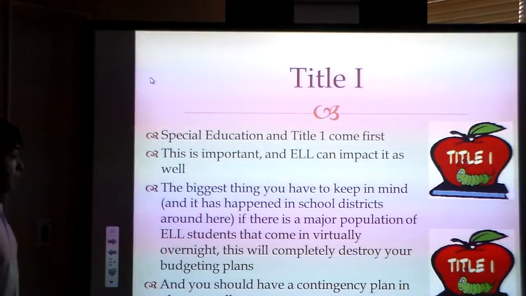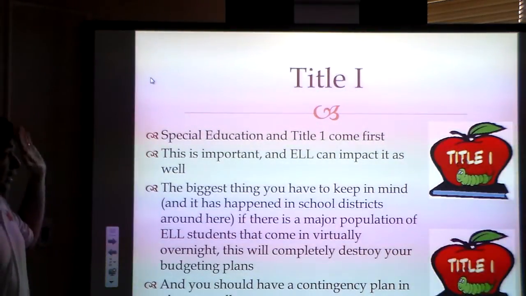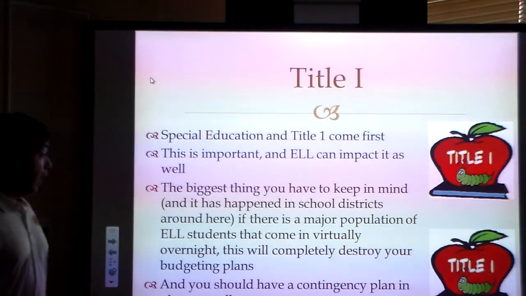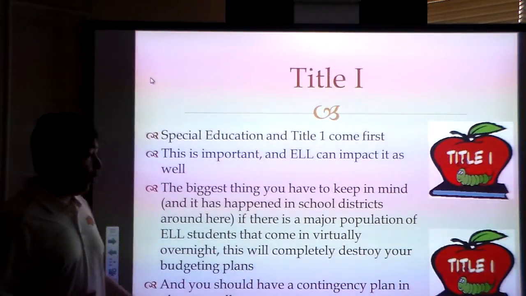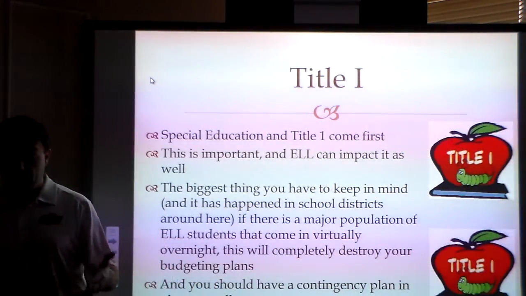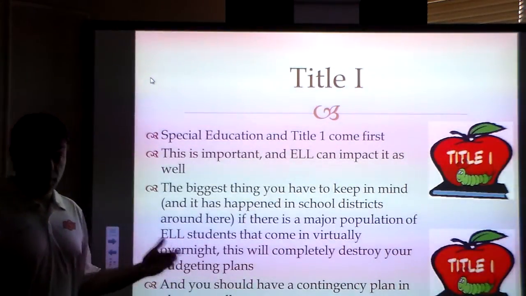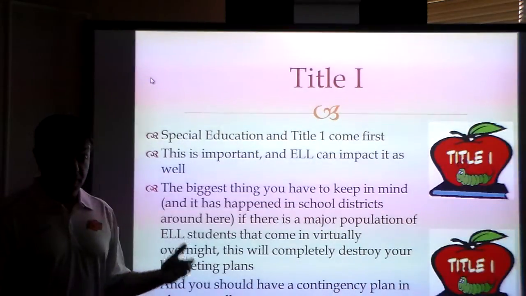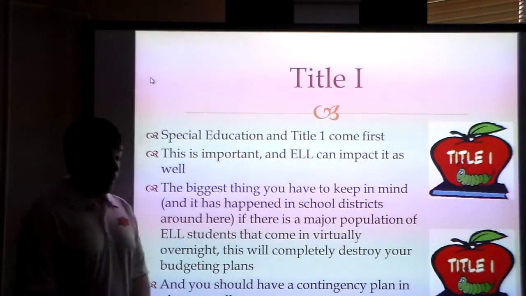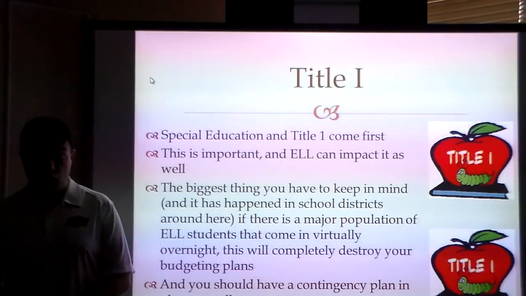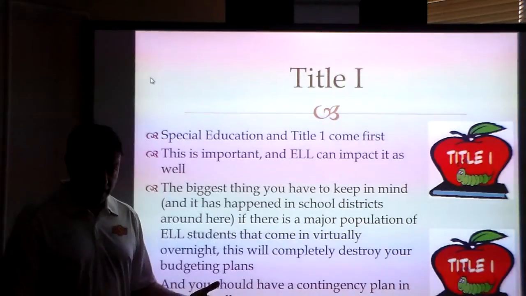So, I've said this is a big idea in the course. SPED and Title I come first. ELL impacts it as well. ELL students can move in overnight into districts. One of the districts that I've been working close with here, just in getting to know people, is the Union Public School District. And one of the things that I've been told from a number of district leadership there is that the population of ELL students almost doubled overnight, and it wasn't something that the district was expecting.